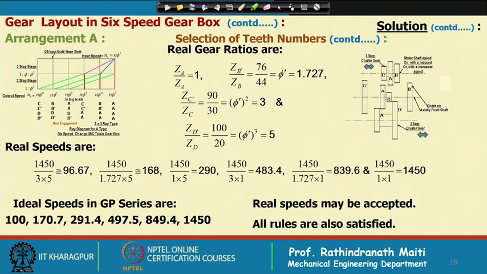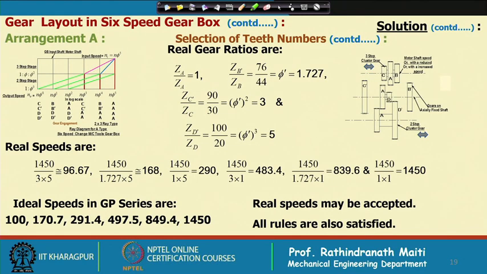However, still, considering the tooth number as 18 or 22 instead of 20, we may find these ratios are better, or using 45 instead of 44 for ZB, we may have a better teeth number, although the possibility of interchangeability will reduce.